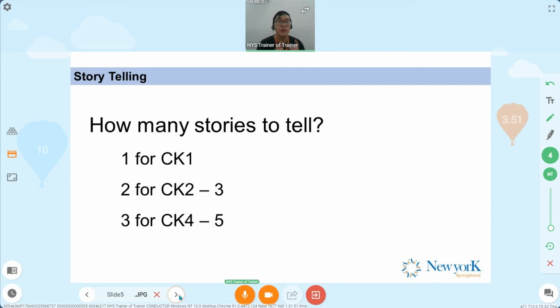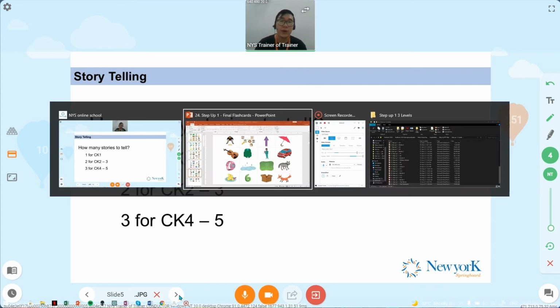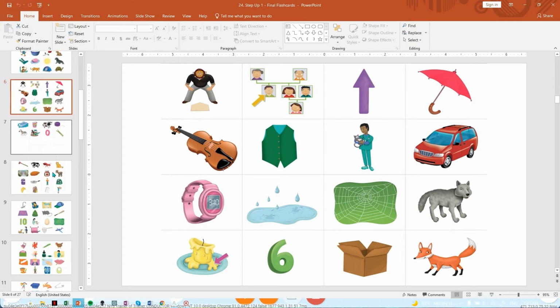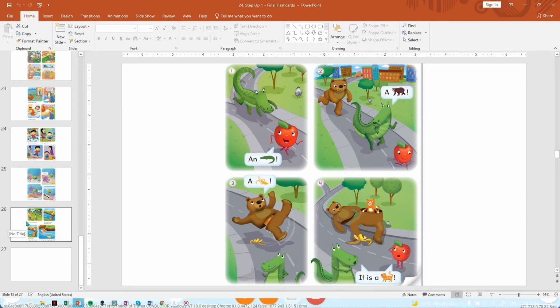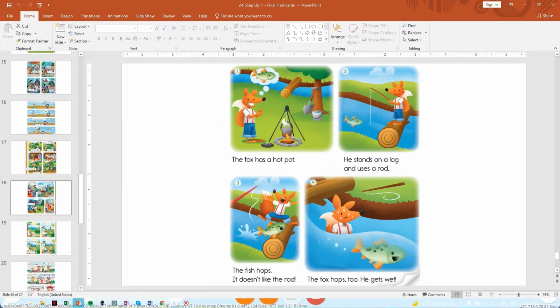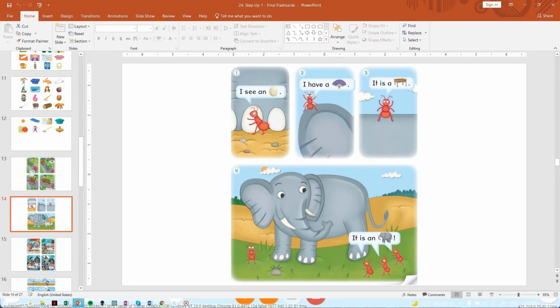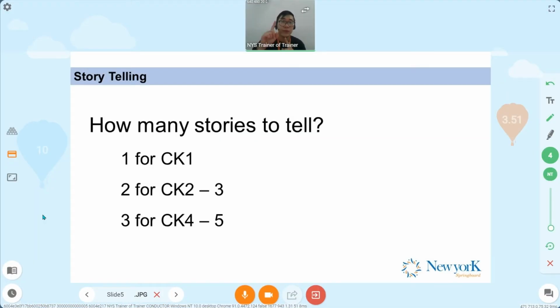Once we're done, moving on to storytelling. Right, so first let's look at the materials we have got. In each level, they're gonna be having from 14 to 16 stories spreading across the levels. The teacher is going to be choosing 1 to 2, maybe 3 stories depending on the level written here. So for CK1, the lowest level, we will only have them read one story. For CK2 and 3, 2 stories, and for CK4 and 5, 3 stories.